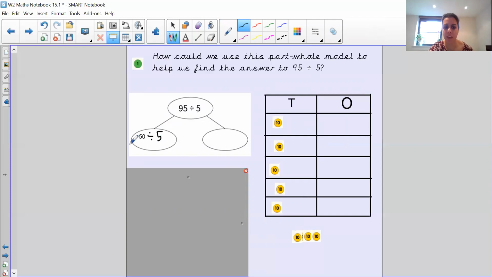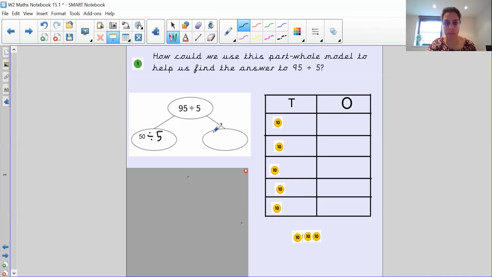If I have 50, but my total is 95, what have I got left over to divide by 5? Have a think. You've already got 50. What else do you need to add to 50 to get to 95? Pause the video and see if you can work it out. Okay, it's quite tricky. 50 in my head, 60, 70, 80, 90, so that's 40 more, and the 5. So it's 45 that is needed.